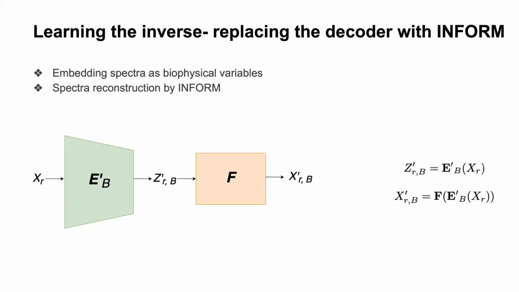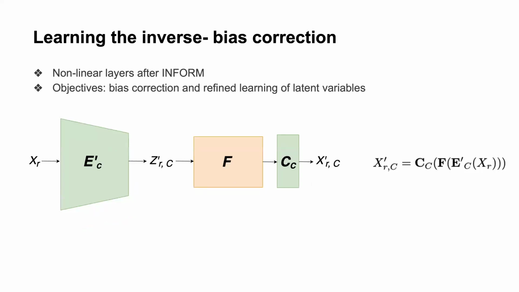But as I mentioned before, this RTM has systematic bias, so accordingly the simulated spectra also have biases. To correct the bias, we have added some nonlinear layers after the Inform model. By doing so, we hope to achieve two objectives. First, after the originally simulated spectra are passed through this nonlinear correction layer, the corrected spectra are more accurate compared to the input spectra. Also, through this bias correction, we hope it can refine the learning in the latent space of the variables.